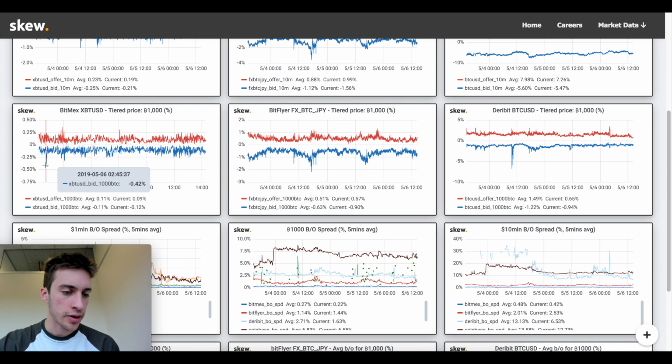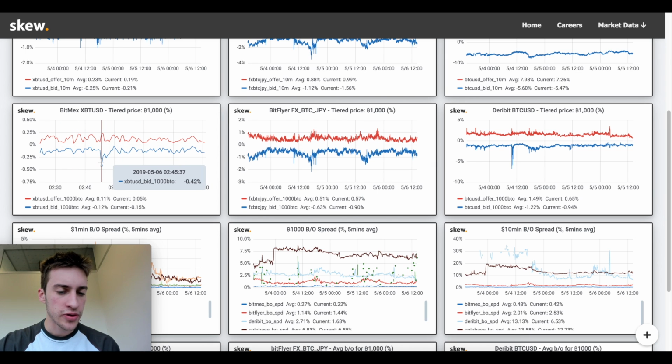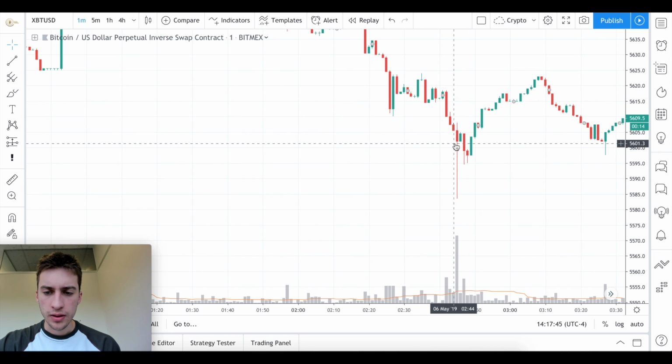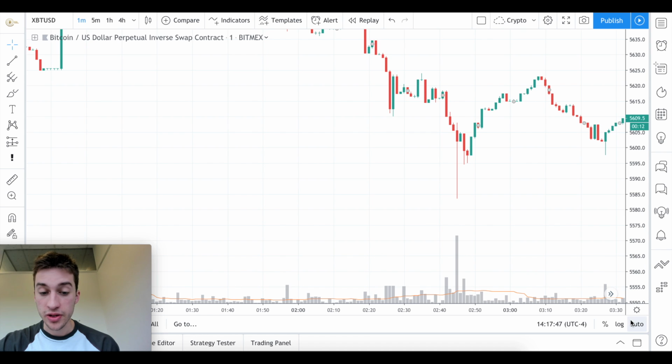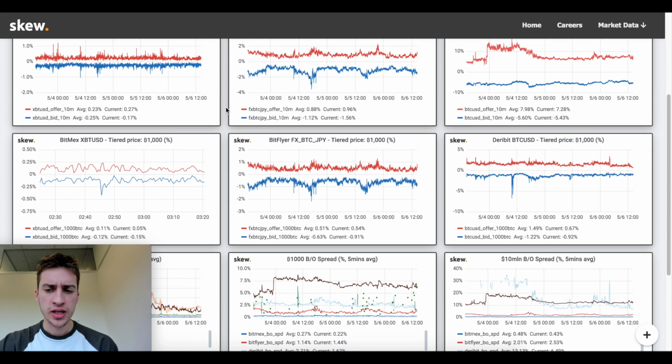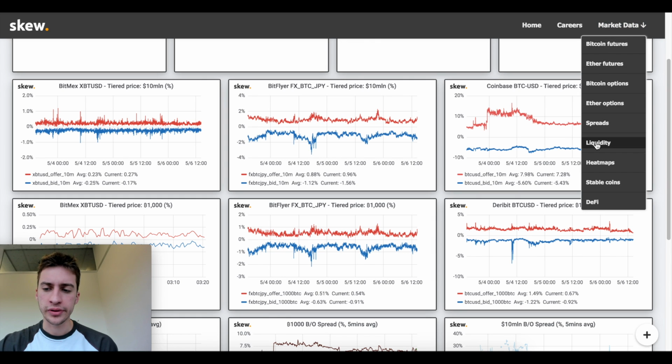You could see it here, we can even zoom in on that part just to be very, very crystal clear. At about 2:45, the bids just got super, super weak, as you can see. And yeah, price did drop as a result. So that's another way that you can use this. And all you have to do is just go to liquidity.